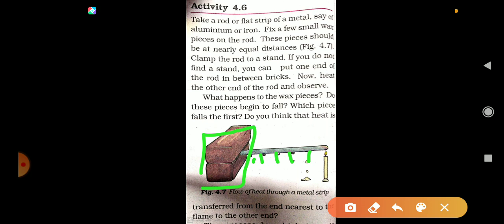The nails start to fall as the wax that stuck them to the rod melts. The first one will come down, then the second, then third, then fourth, then finally the fifth one will also fall down. And the nail at the other end of the rod is the last one to fall, right? This shows that the heat from the flame is traveling along the length of the rod from one end to the other end, right? This was the example of conduction. Getting? Okay.